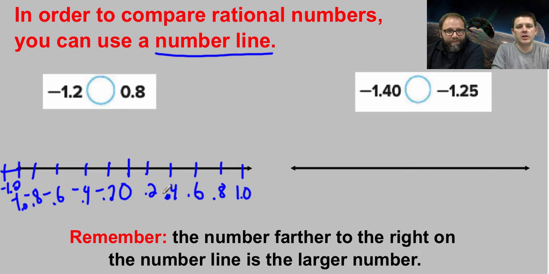We place our numbers on our number line. So here's negative 1.2, even if you can't really read my writing that says it's there. 0.8 or 8 tenths is over here. And then remember, whichever number is farther to the right is the larger number. So 0.8 or 8 tenths is greater than negative 1 and 2 tenths.